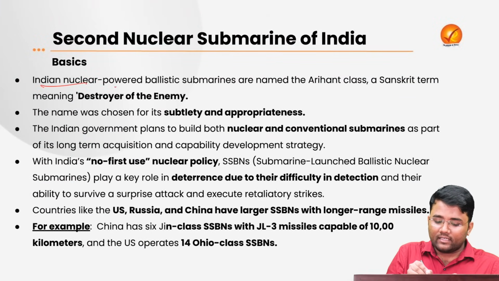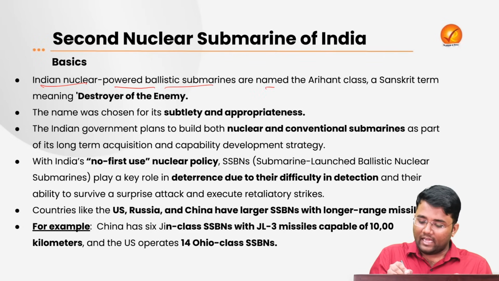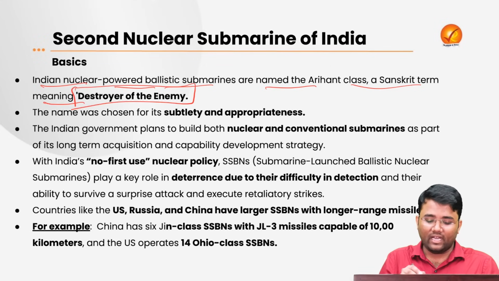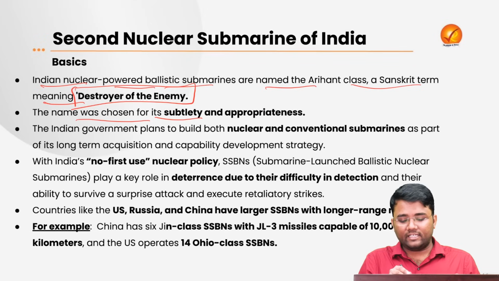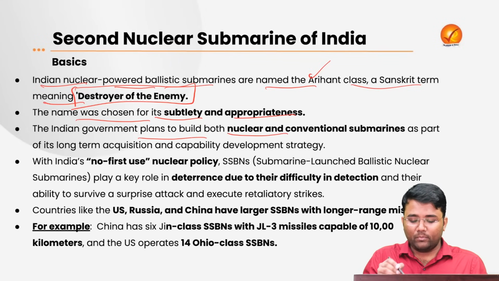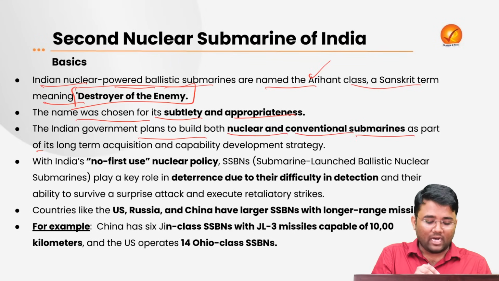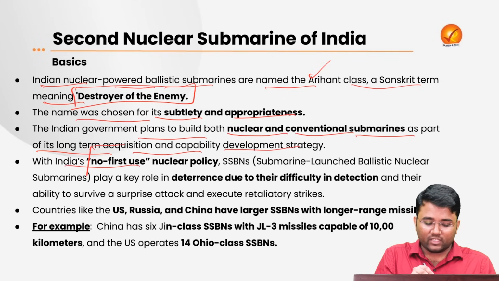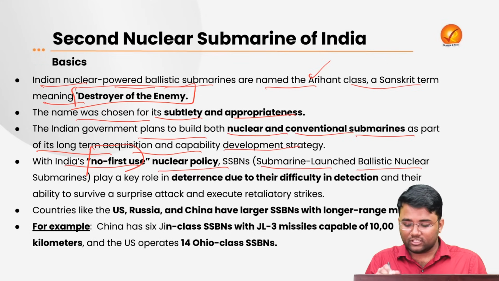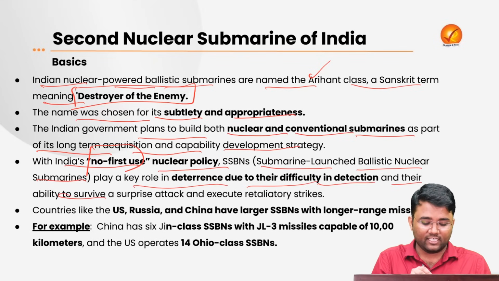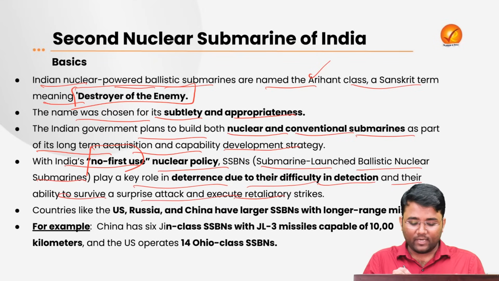If we talk about Indian nuclear powered ballistic submarines, they are named the Arihant class, a Sanskrit term which means the destroyer of the enemy, and the name was chosen for subtlety and appropriateness of these submarines. Indian government plans to build both nuclear and conventional submarines as part of its long-term acquisition and capability development strategy. With India's no first use nuclear policy, the submarine launched ballistic nuclear submarines play a key role in deterrence due to their difficulty in detection and their ability to survive a surprise attack and execute retaliatory strikes.